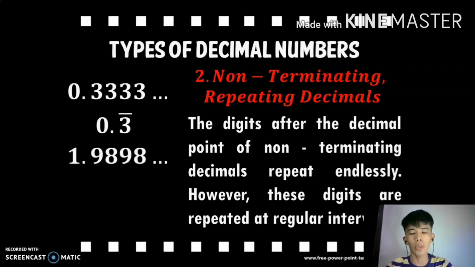How about 1.9898 and so on and so forth? The repeating digits are 9 and 8. In this case, you write 1.98 with a bar above, because 98 is what repeats. So that's an example of a non-terminating, repeating decimal. Next.